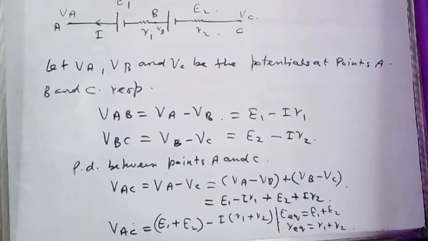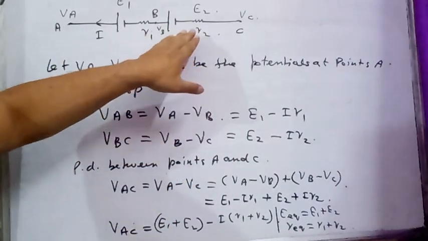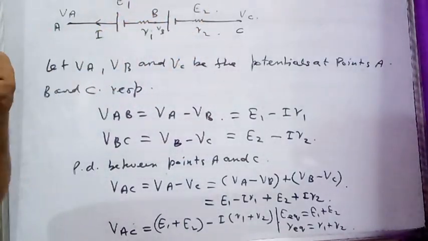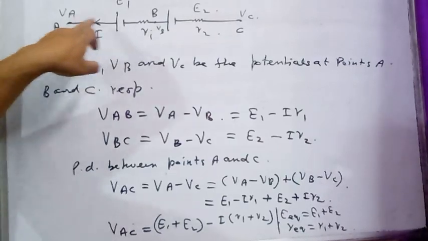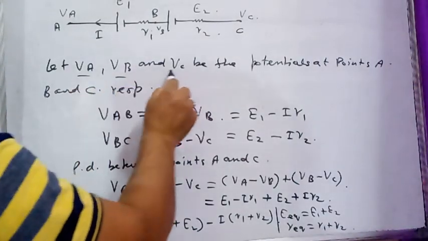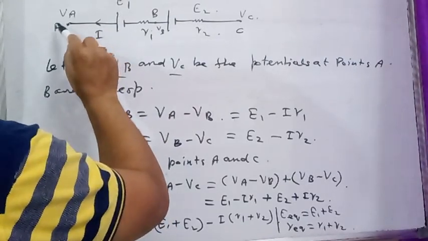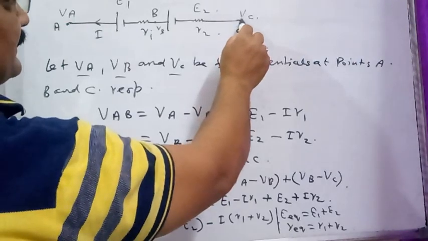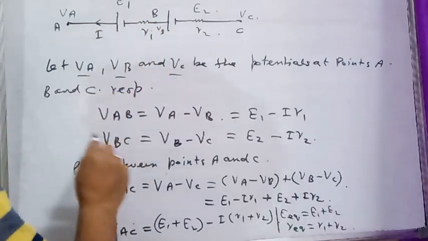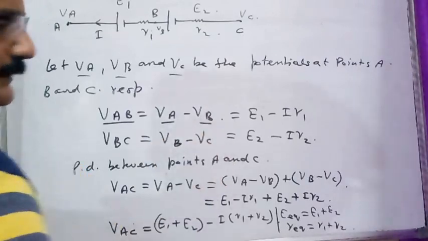So students, to find the value of equivalent EMF and equivalent resistance for a series combination of two cells, suppose E1 and E2 are the cells with EMF E1 and E2. There are three terminals, terminal A, terminal B, and in between the cells terminal C. So let VA, VB and VC be the potential at points A, B and C respectively. Then what can be the potential difference between point A and point B? So potential difference between points A and B is potential at A minus potential at B.